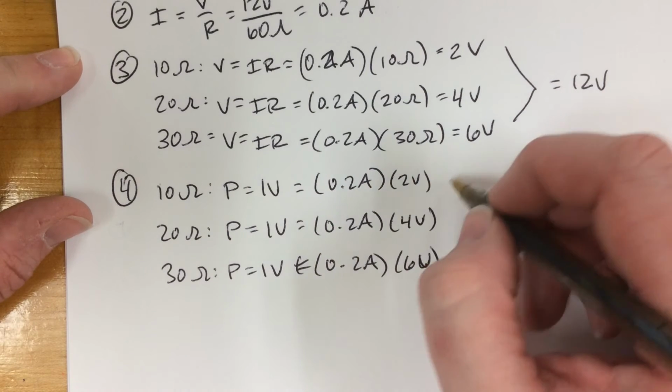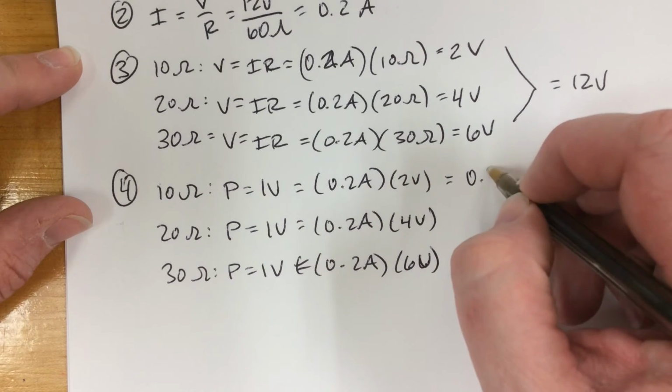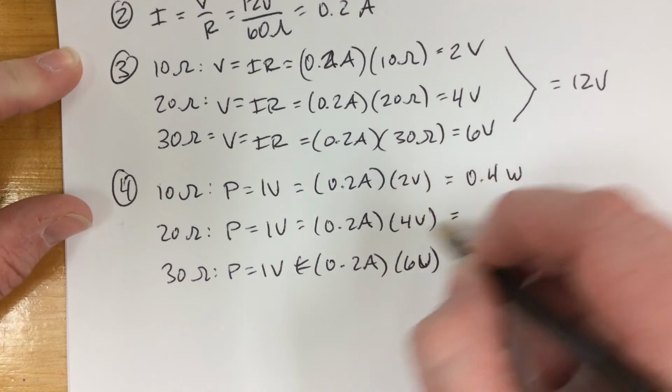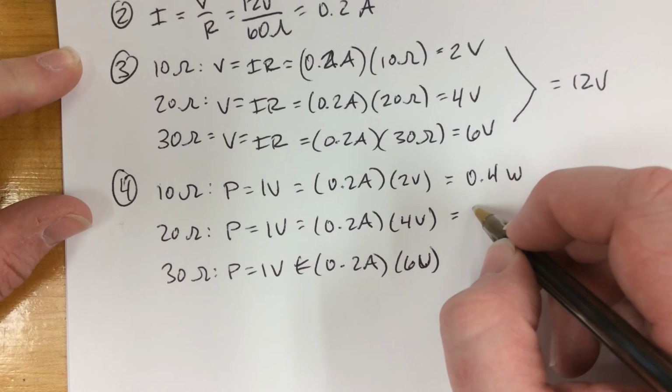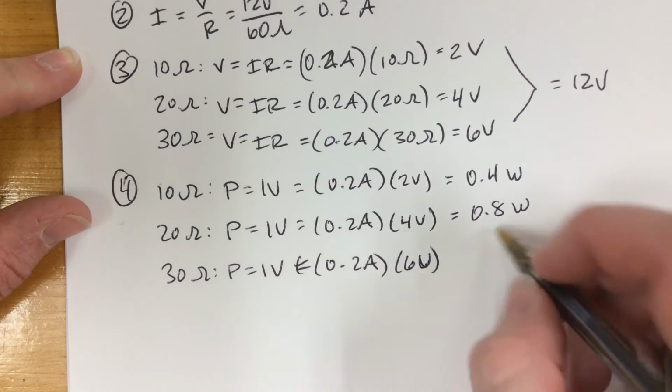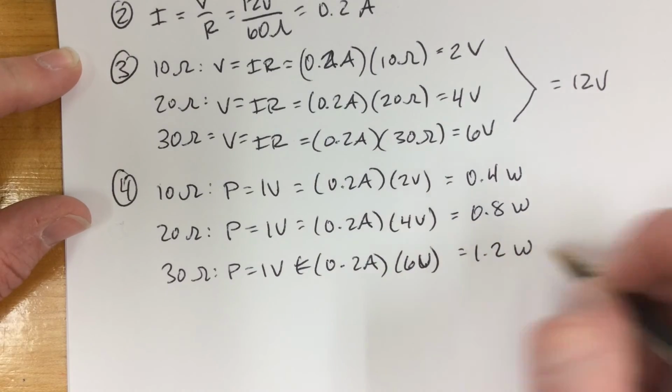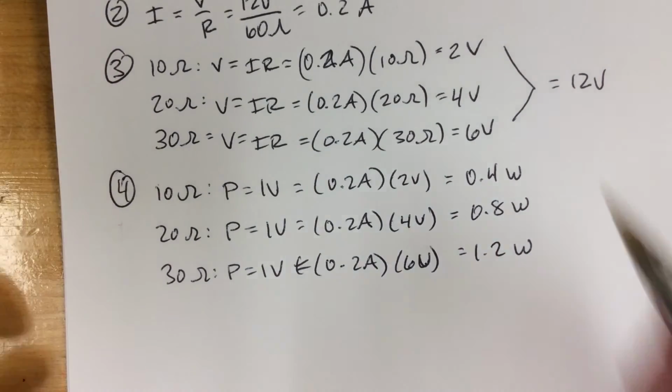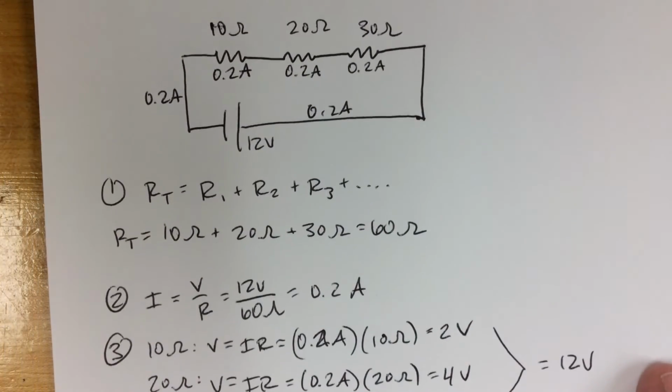Well, 0.2 times 2 equals 0.4 watts. 0.2 times 4, 0.8 watts. And 0.2 times 6, 1.2 watts. So when you've gone through each part, you have completed and solved your circuit.